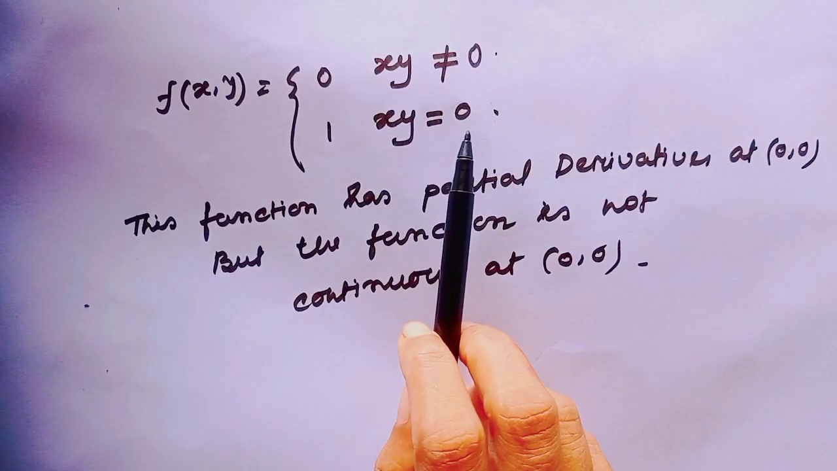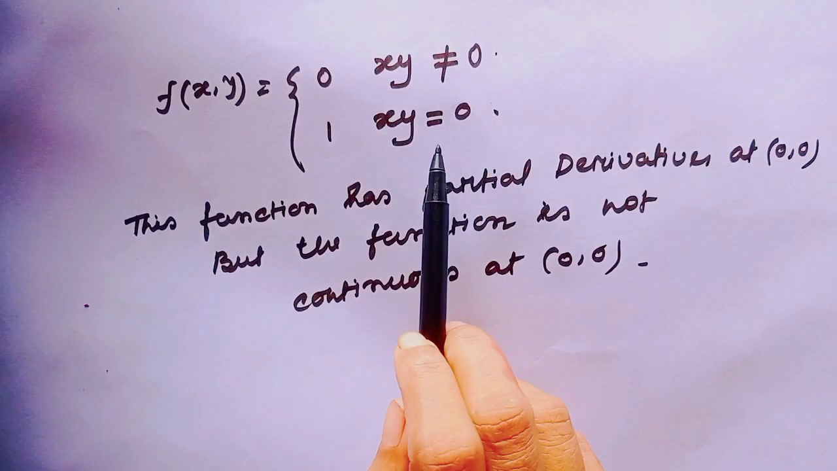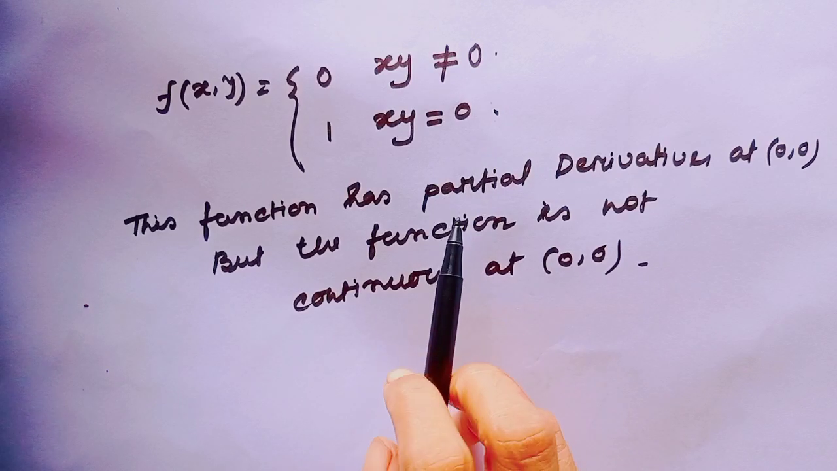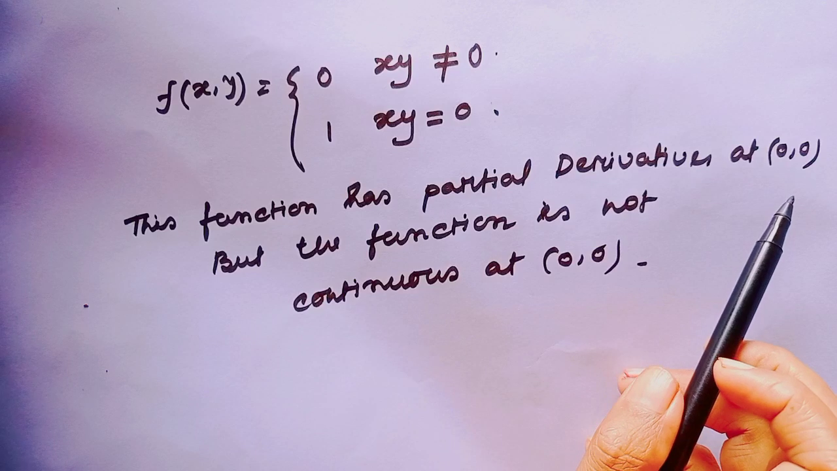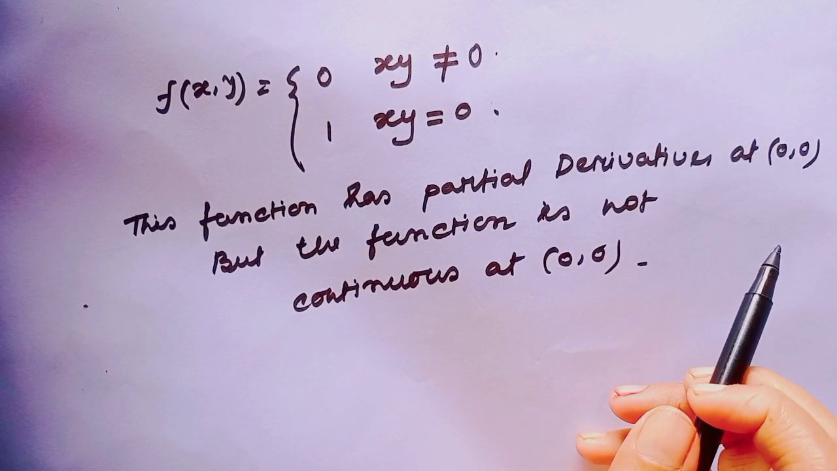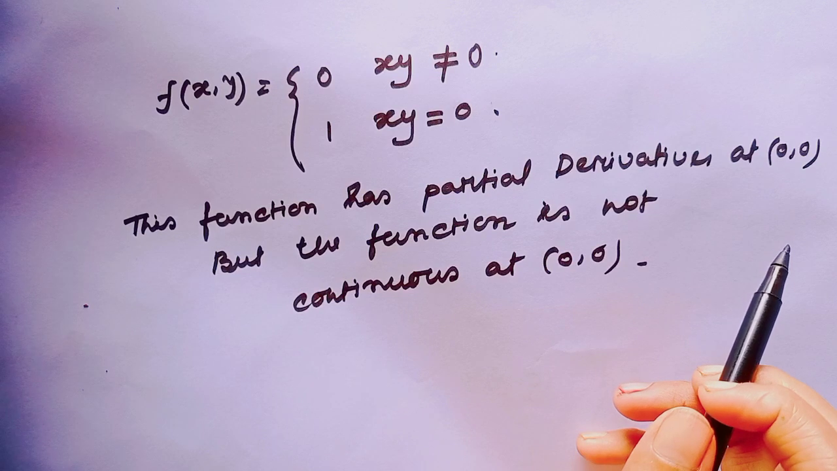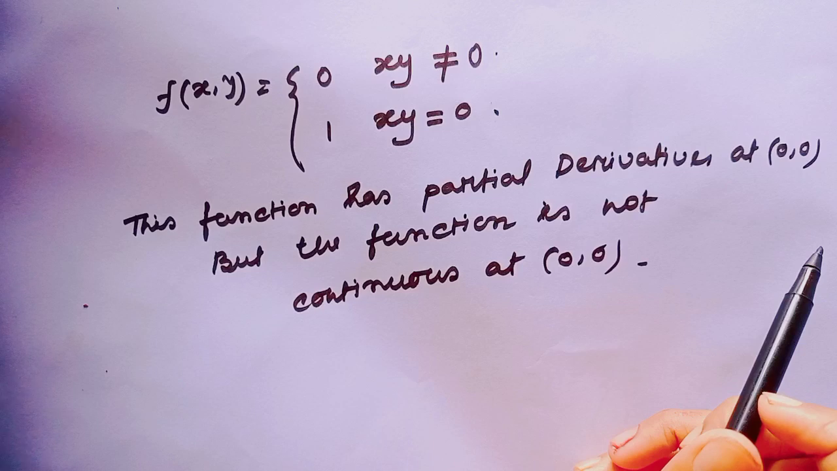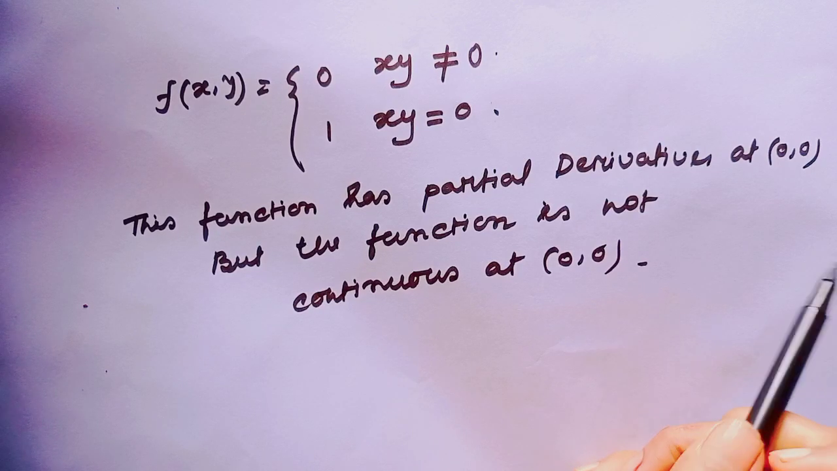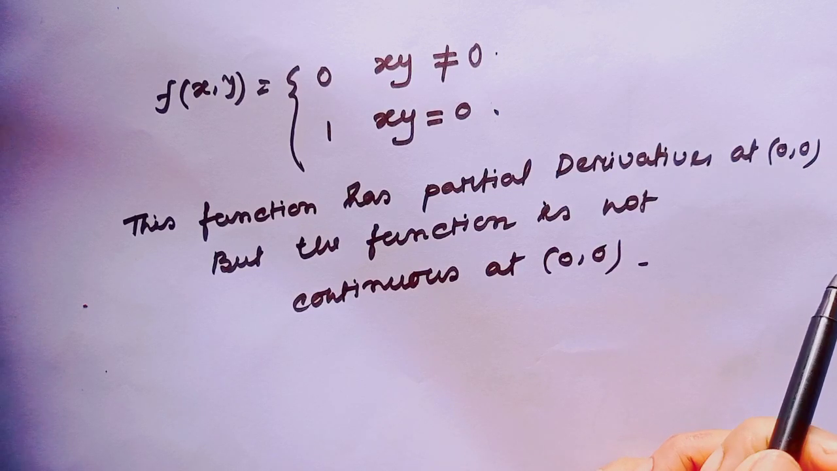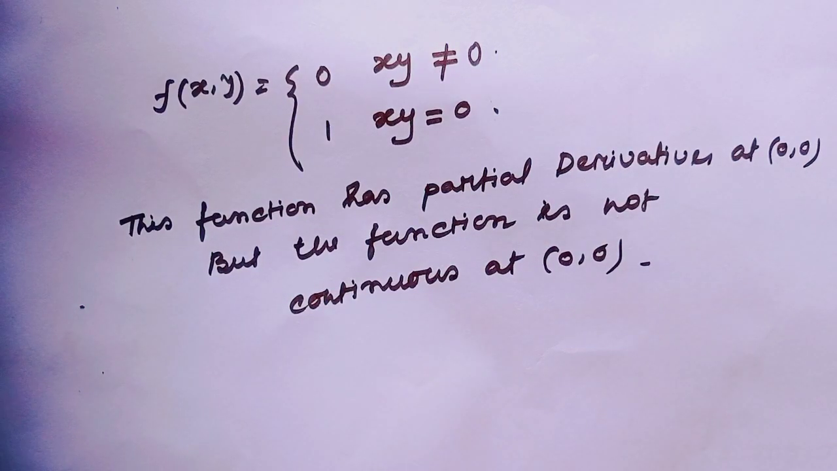For example, I have seen in my earlier video, if I consider the function f(x,y) equal to 0 when xy not equal to 0 and 1 when xy equal to 0, then this function has partial derivatives always at the point 0, 0, but this function is not continuous at the point 0, 0, which I have shown in my earlier video. So, I recommend you first see my earlier video of multivariable calculus. If you see those videos, then this video would be so easy.